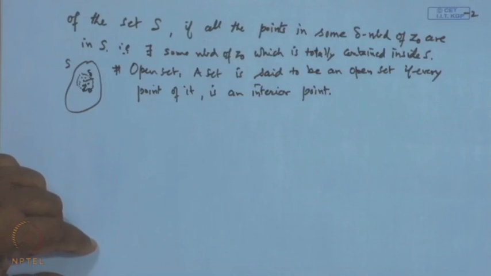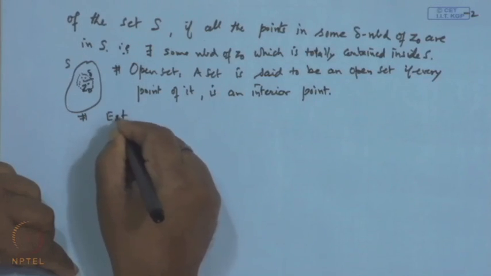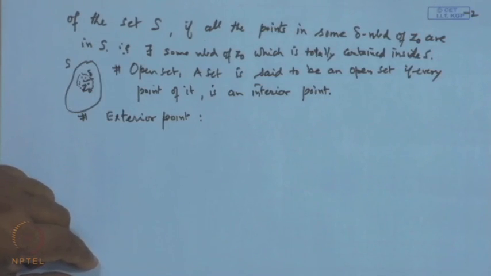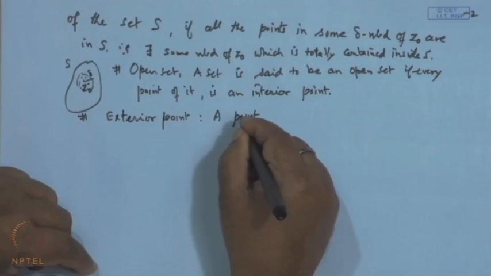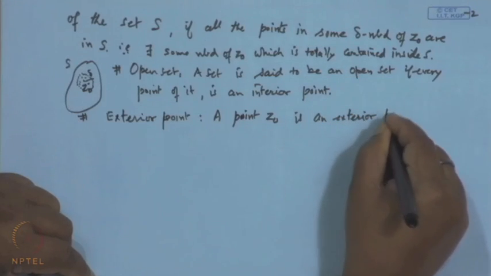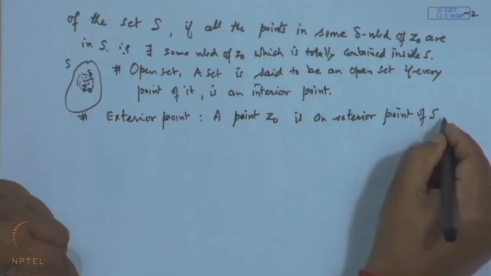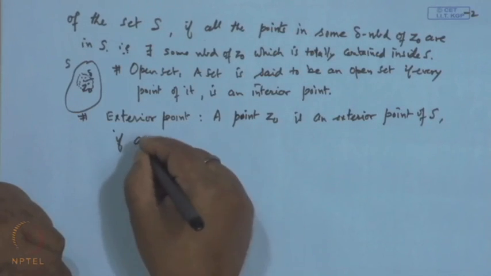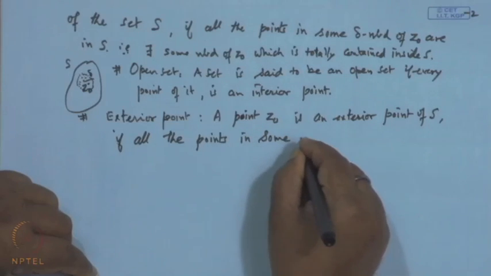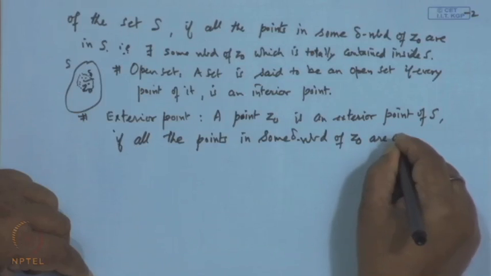Every point of it is an interior point. So, obviously, the exterior point we define as the set of those points which are not the interior point, or you can say a point Z naught is an exterior point of the set S if all the points in some neighborhood of Z naught, some delta neighborhood of Z naught, are outside of S.